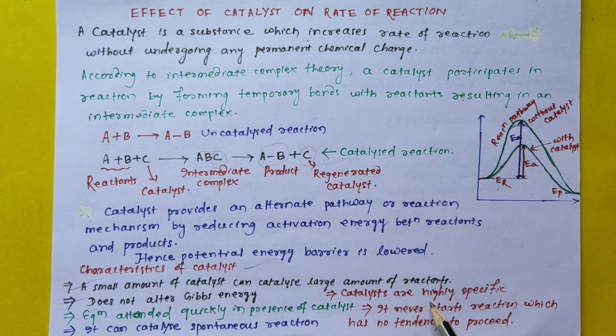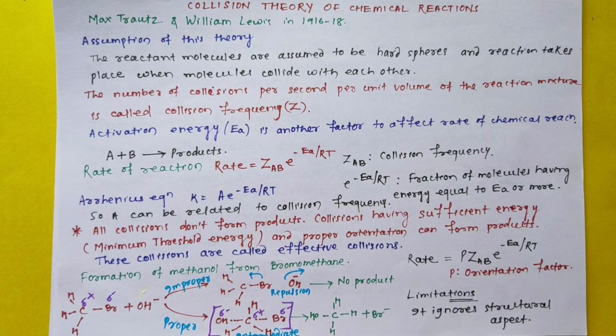Next, catalysts are highly specific. Means what? One catalyst cannot be used for several reactions. One catalyst is for a particular type of chemical reaction. It never starts a reaction which has no tendency to proceed.